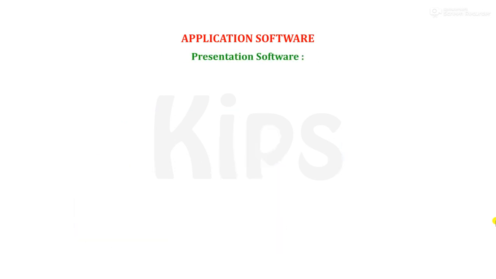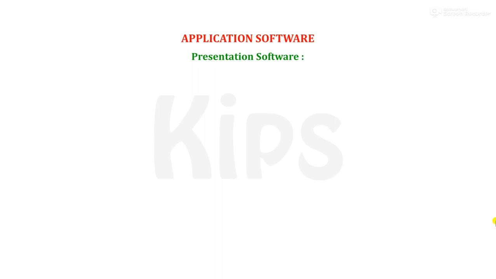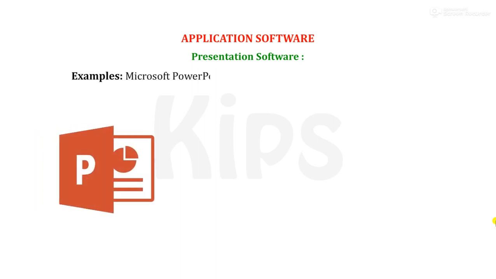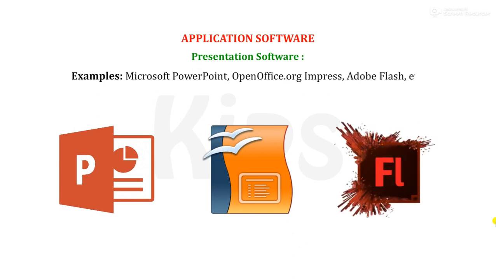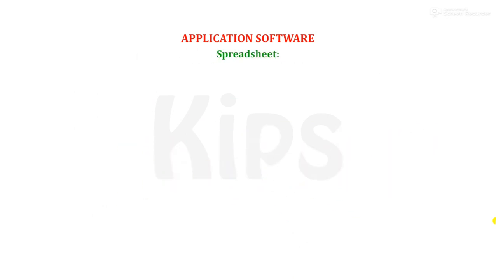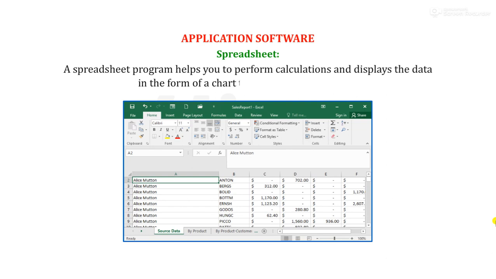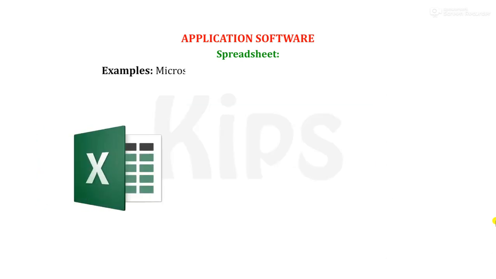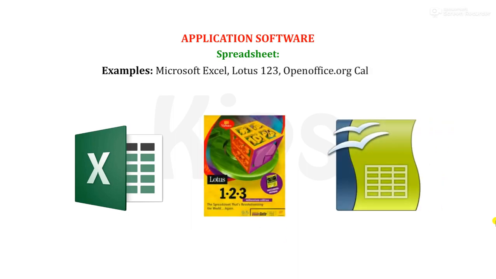Presentation software. It lets you create slides, charts, animation and video clips in a lively manner. Examples: Microsoft PowerPoint, OpenOffice.org Impress, Adobe Flash, etc. Spreadsheet. A spreadsheet program helps you to perform calculations and display the data in the form of a chart to analyze in a better way. Examples: Microsoft Excel, Lotus 1-2-3, OpenOffice.org Calc, etc.